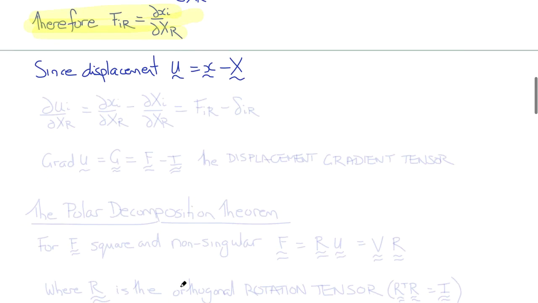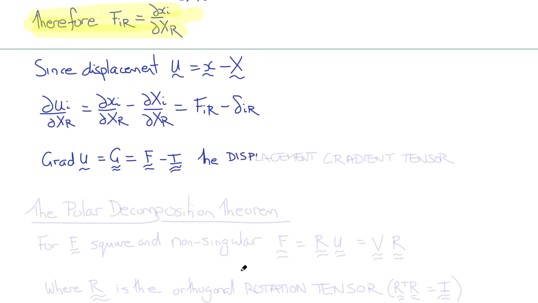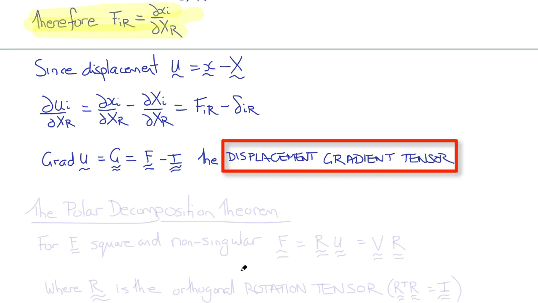Now, since displacement is little x minus big X, then the displacement gradients del u_i del big X_R equal del x_i del big X_R minus del big X_i del big X_R, which is F_iR minus delta_iR. In other words, the displacement gradients, which are grad of u, and the capital G there is intentional to represent derivatives with respect to the reference coordinates, which we call G, is equal to F minus I. So G is the displacement gradient tensor. It's just the deformation gradient tensor minus the identity tensor.